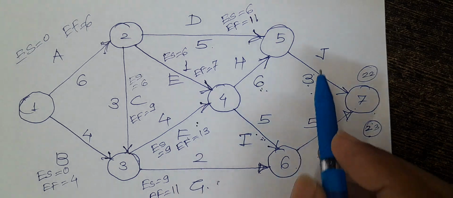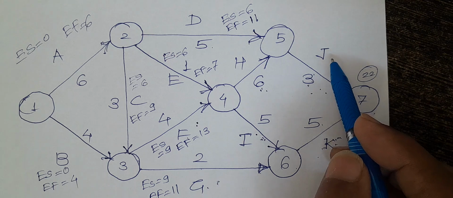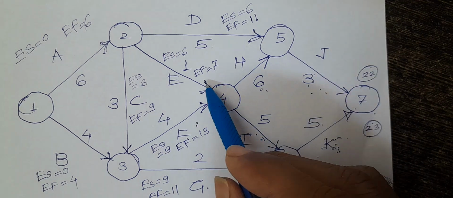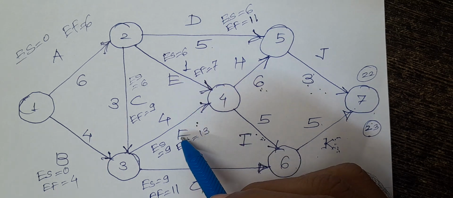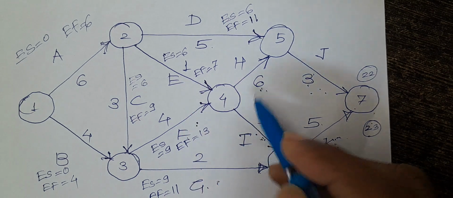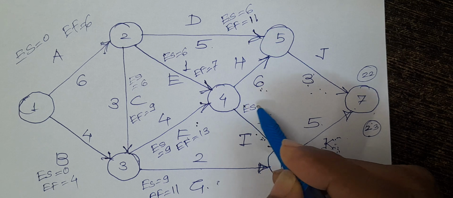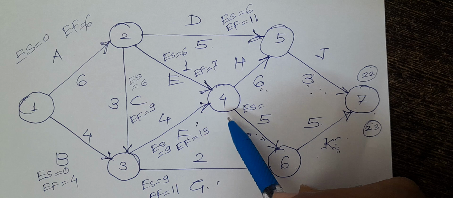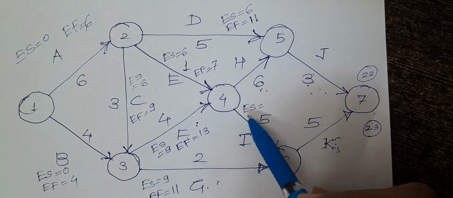Now go to the I activity. I has the predecessors E and F. So we have to consider the earliest start for this activity, as it has two predecessors.